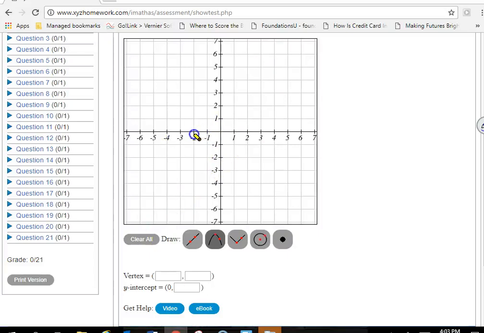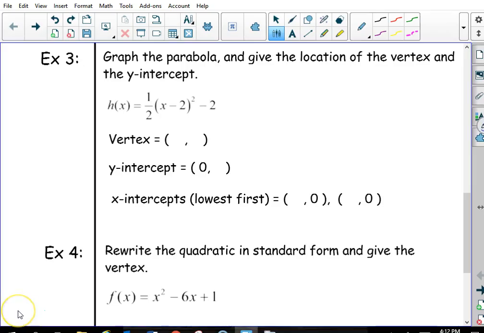So vertex at negative 2, positive 1. And this is an exact copy of the parent function, just translated left and up and also flipped over. And the good news is it looks like my y-intercept is definitely at negative 3, so that's confirmed.